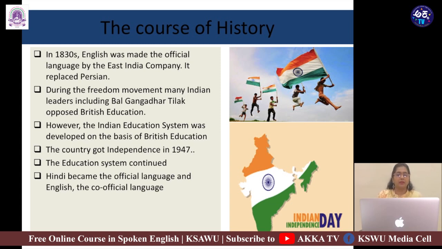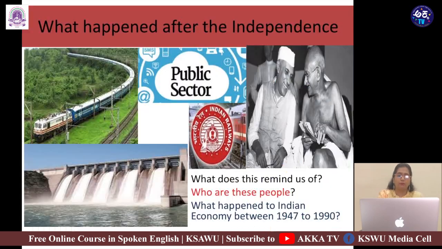Well, all of us are aware the country got independence in 1947. Yet, the British education system continued. Hindi became the official language and English the co-official language of the country. What happened after the independence is also very interesting.